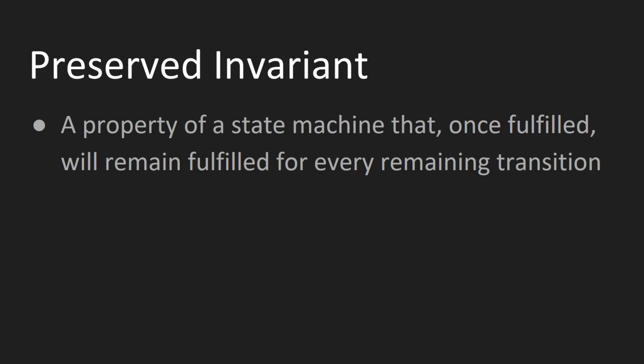All right, some state machines have a property that's defined for them called a preserved invariant. That's a property that, once fulfilled for a specific state, will remain fulfilled for every state that is reachable by a transition from that state.